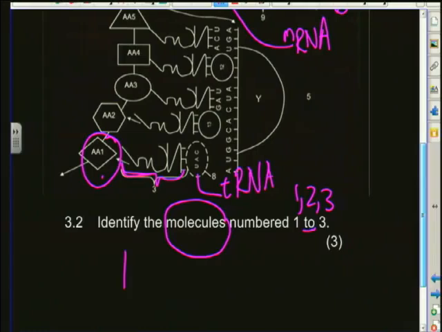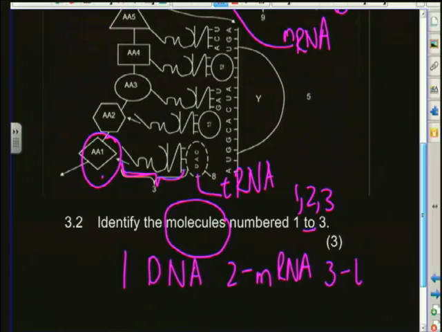So number 1 was my DNA. Number 2 was my mRNA. Okay, and number 3 was my tRNA. See the difference in questions? They are molecules. The others were organelles. Nice, easy marks if you read the question carefully.